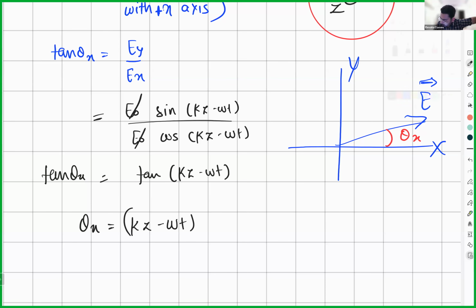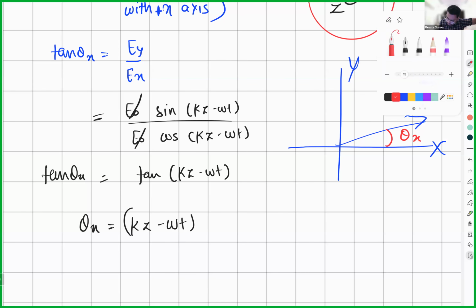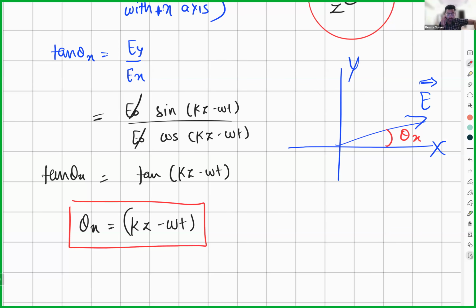Now observe very carefully that if E naught didn't cancel, let us say the amplitudes in the x and y directions were unequal, A and B for example, you would have got B by A or A by B depending on what you are taking. Let us say you get B by A over here.